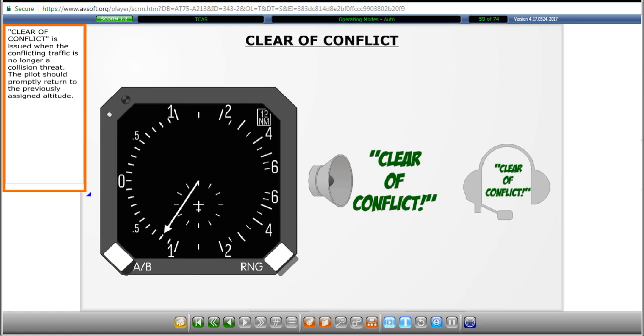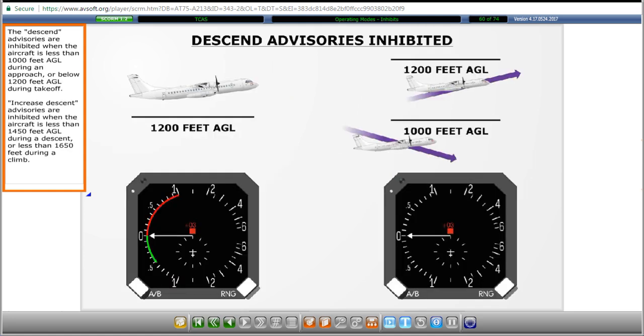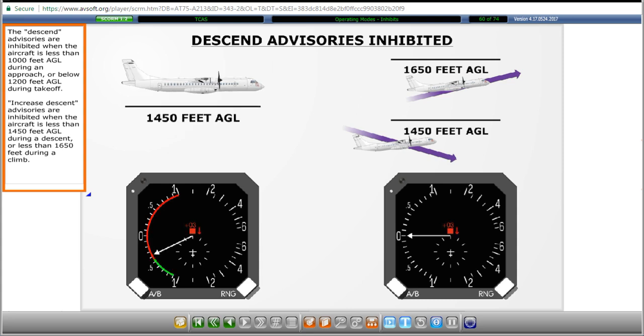"Clear of conflict" is issued when the conflicting traffic is no longer a collision threat. The pilot should promptly return to the previously assigned altitude. The descend advisories are inhibited when the aircraft is less than 1,000 feet AGL during an approach or below 1,200 feet AGL during takeoff. Increased descent advisories are inhibited when the aircraft is less than 1,400 feet AGL during a descent or less than 1,650 feet during a climb.